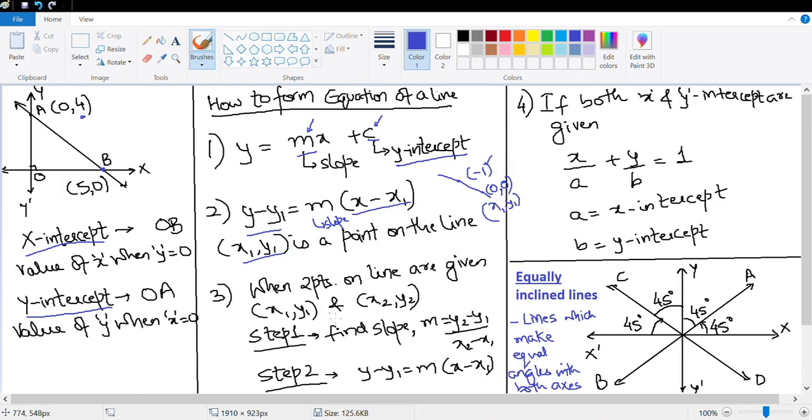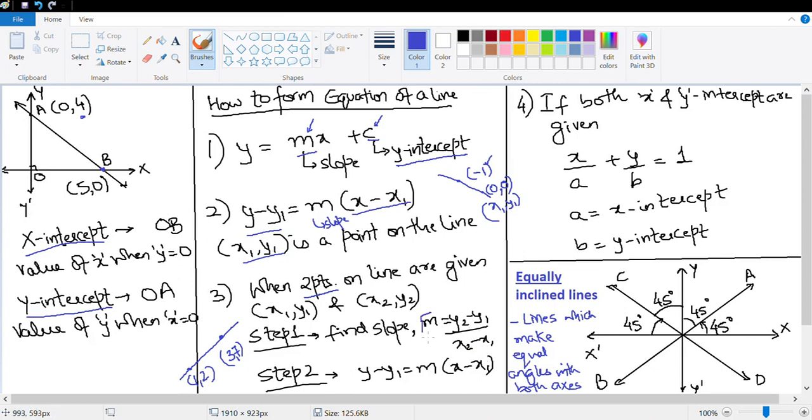Next, in case the slope is not given but 2 points on the line are given, let's say this point is (1, 2), and let's say this point is (3, 7). If we need to find the slope of this line, step 1, if both x1, y1 and x2, y2 are given, we'll find the slope using the formula that we've learned. Slope is equal to y2 minus y1 upon x2 minus x1.